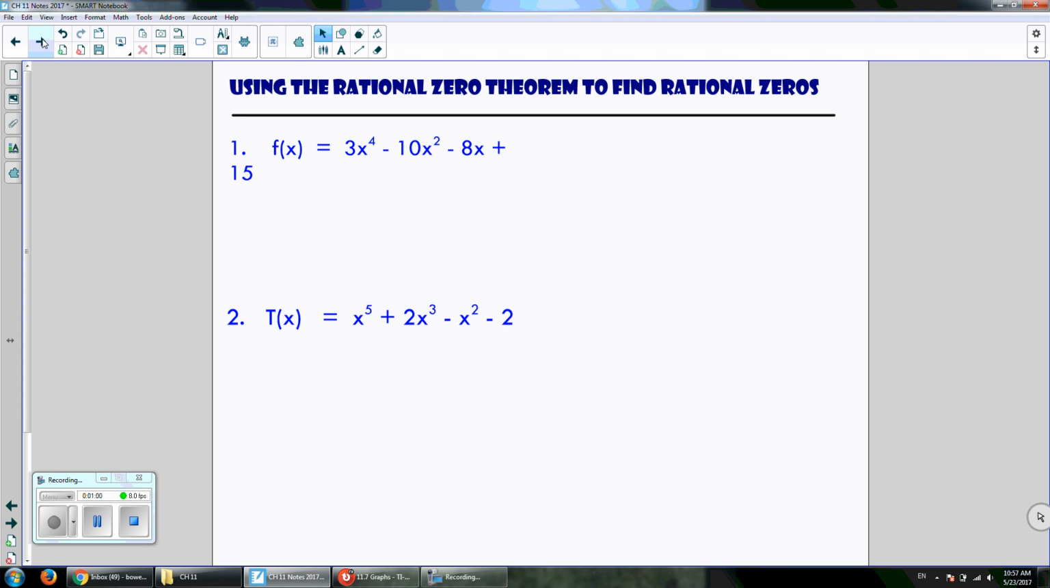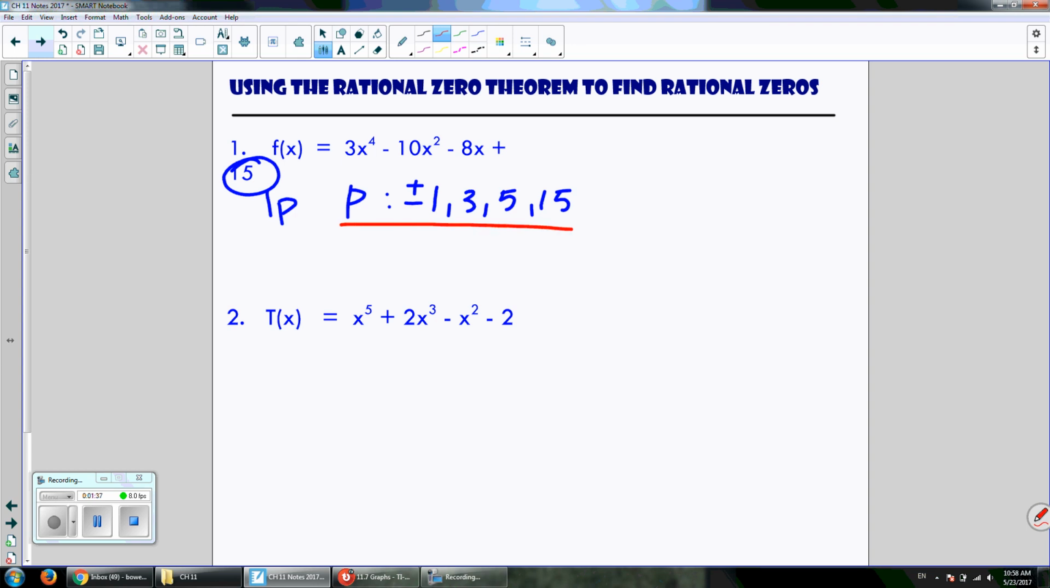So for example, our first one is 3x to the fourth minus 10x squared minus 8x plus 15. So our p-value is going to be the factors of the constant. So our constant is 15. So this is our p-value. So what I want to do is jot down all of my factors of 15. So that would be 1, 3, 5, and 15. But we can also include the negatives. So I'm going to put one big plus or minus sign here to talk about all of the different factors of 15.